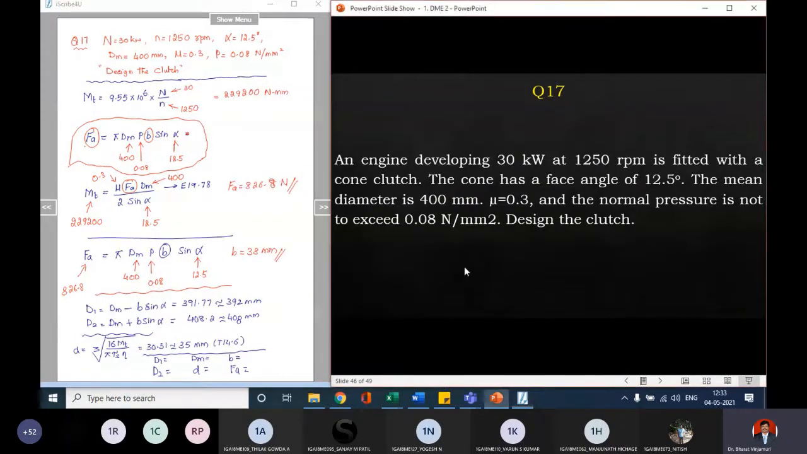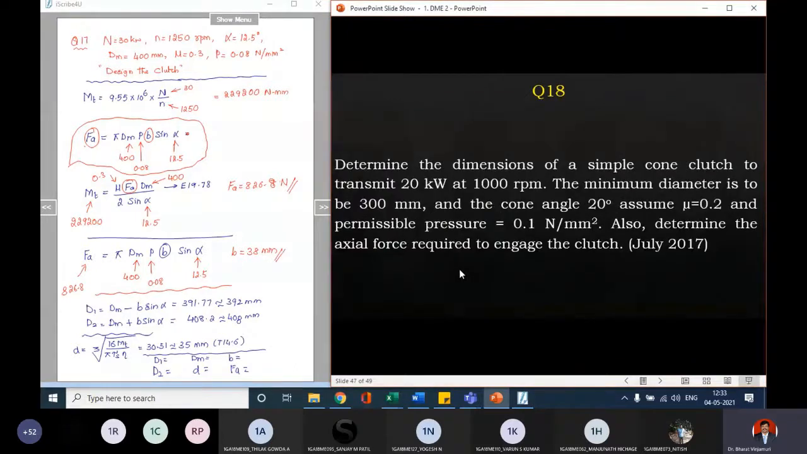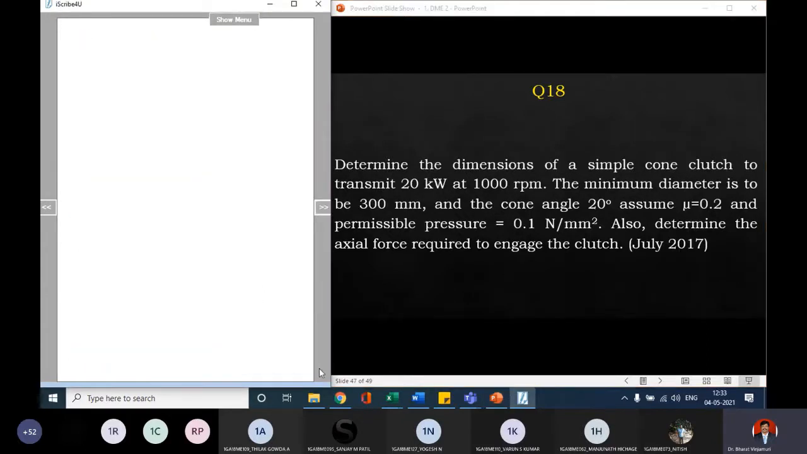Question number 18. This is also one of the small typical questions where he has given certain data. Determine the dimensions of a simple cone clutch. Question 18: determine the dimensions of a simple cone clutch to transfer 20 kilowatts.